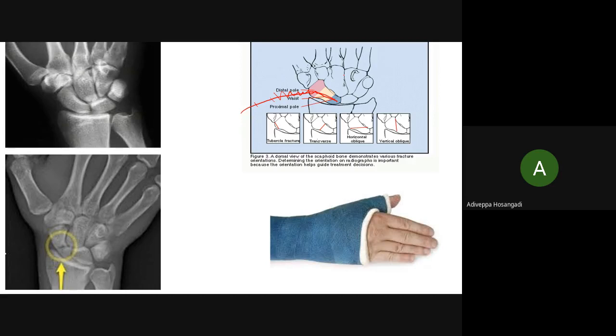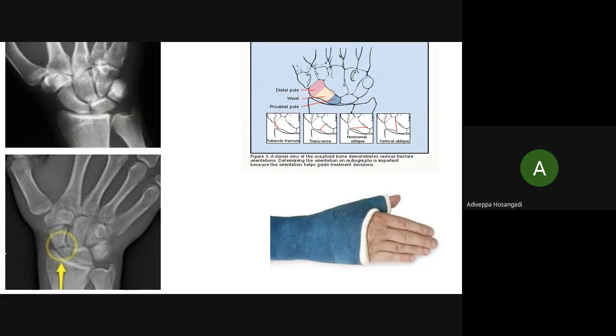So whenever there is a fracture, there is a lack of blood supply for the proximal part. So you should remember why it goes for avascular necrosis: it is the typical arrangement of the blood supply, which is supplied from distal to proximal, which is unlike any other part of the body, where it is proximal to distal. But here the arrangement is distal to proximal.